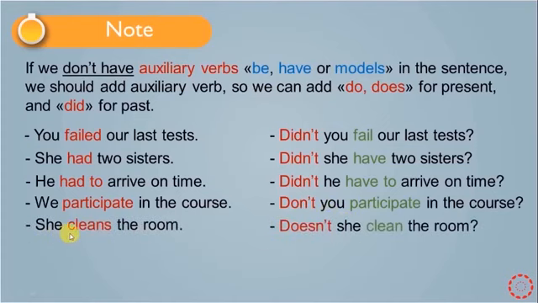Another example, she cleans the room. Here we don't have an auxiliary verb. We have cleans, which is the main verb. That's why we have to add the auxiliary verb here, because the sentence is present and we have she as a subject. That's why we say doesn't. Doesn't she clean the room?